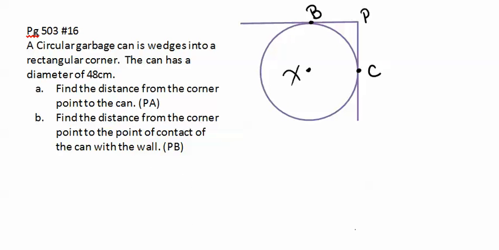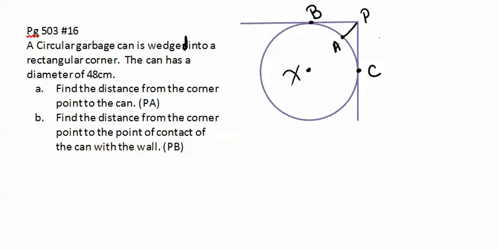And our last example, again from page 503, number 16. A circular garbage can is wedged into a rectangular corner. The can has a diameter of 48 centimeters. Find the distance from the corner point to the can, PA, and A is actually right here. And then part B asks us to find the distance from the corner point to the point of contact of the can with the wall.